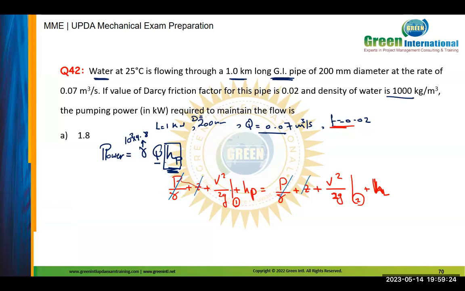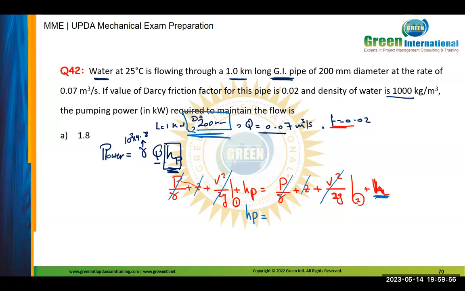Velocity: for sure we have velocity, but the diameter of the pipeline is 200. Does the diameter change between state 1 and 2? No. If the diameter doesn't change, the velocity doesn't change. So nothing in the equation for velocity. Now we have the head of the pump, and the head losses. You can divide the head losses from the initial equation.